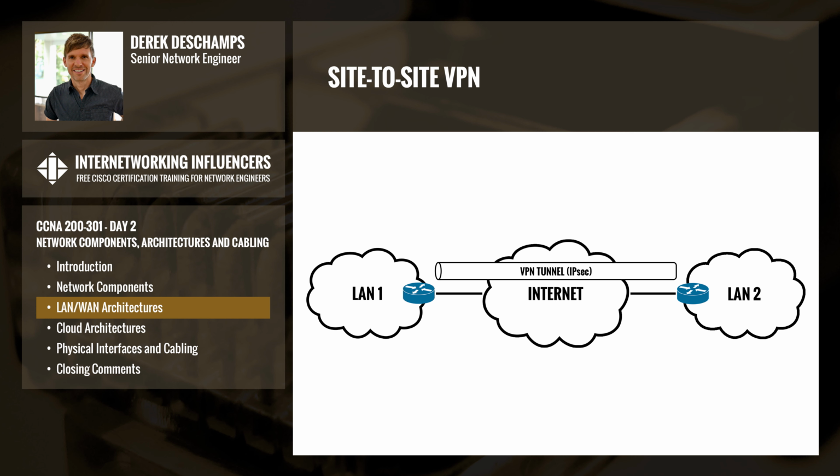Another common WAN service is a site-to-site VPN. With a site-to-site VPN, two LANs are connected together across the internet using a secure tunnel. All traffic sent between the two LANs traverses the tunnel and is encrypted. The tunnel is created and secured using the IPsec protocol suite. A site-to-site VPN can be created between two routers, two firewalls, or a combination of both.